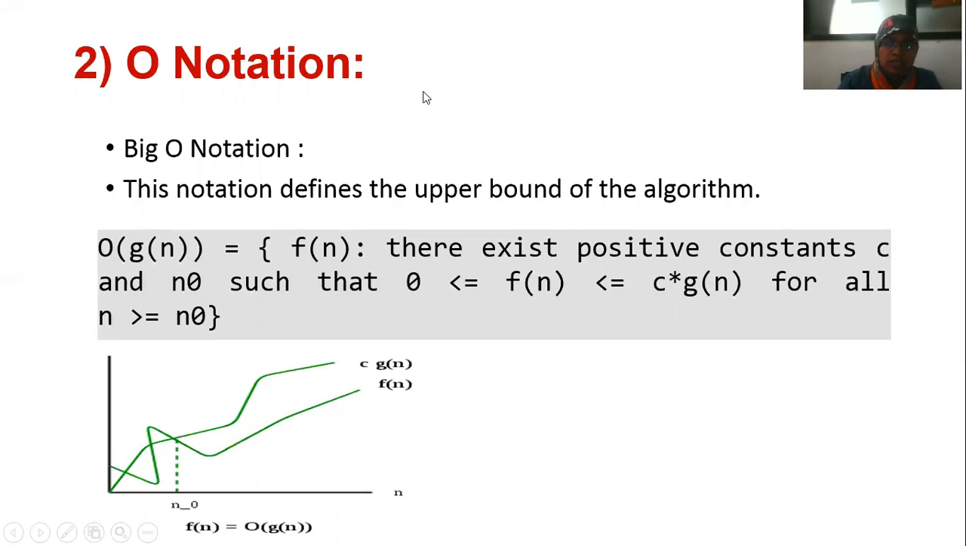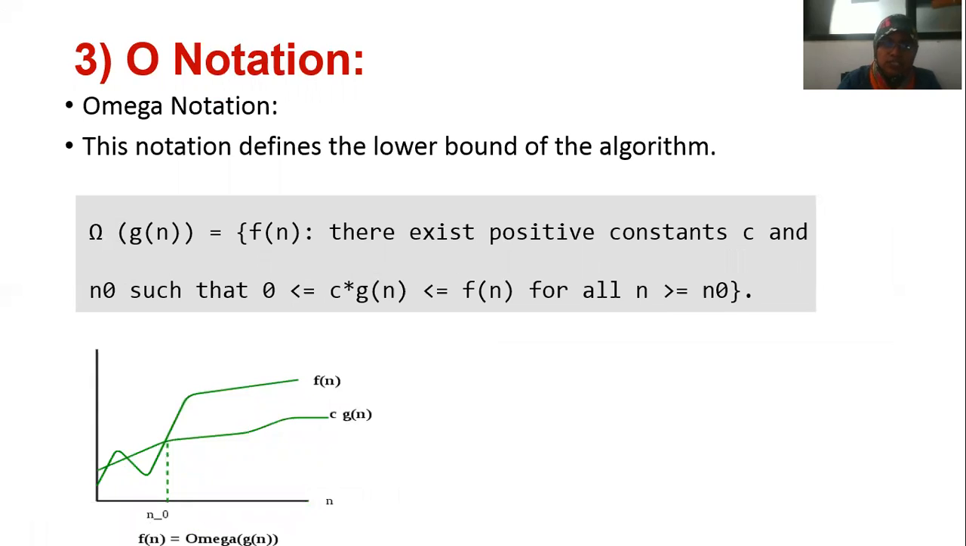Next is the big O notation. This big O notation defines the upper bound of the algorithm. Suppose f of n is a function of big O of g of n, then the value of f of n will lie below, or will be lesser than, the value of c of g of n. Here it is shown in the figure and in the equations that f of n will be lesser than c of g of n, where c is a constant and it will be a positive value.